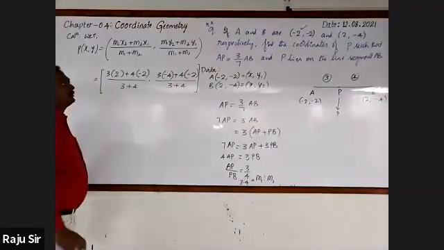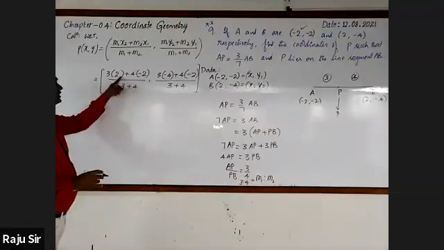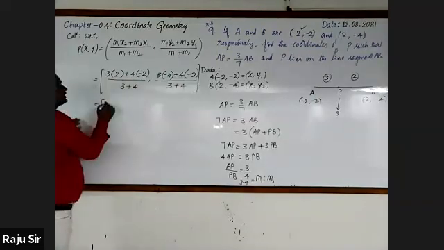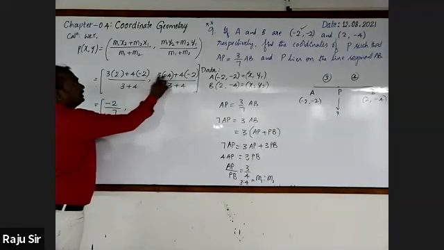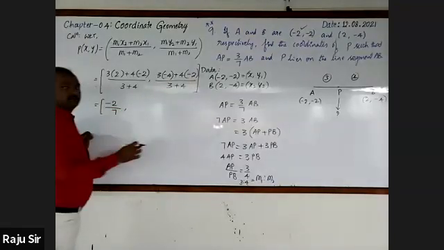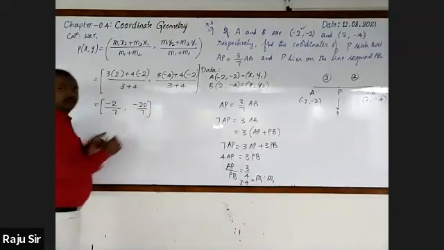Now simplify. Here 3 2s are 6. Here 4 into minus 2, minus 8. Minus 8 plus 6, minus 2 by 7. Here 3 into minus 4, minus 12. 4 into minus 2, minus 8. Minus 20 by 7. Have you got the same?